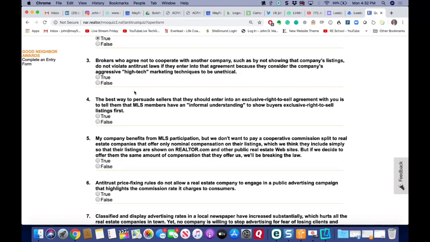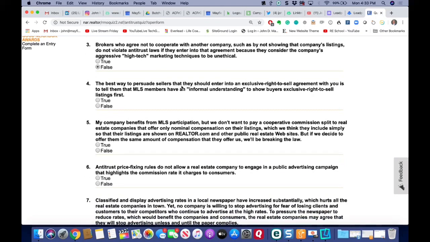All right. Number 3, brokers who agree not to cooperate with another company, such as by not showing that company's listings, do not violate antitrust laws if they enter into the agreement because they consider the company's aggressive high-tech marketing techniques to be unethical. I'm going to say false.